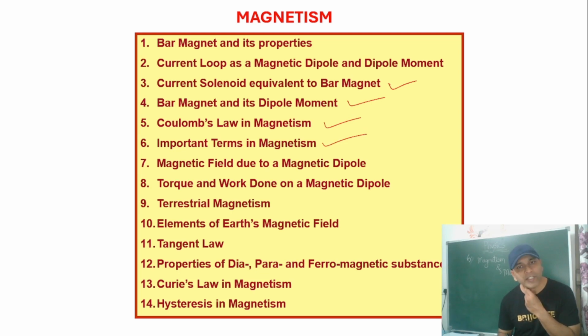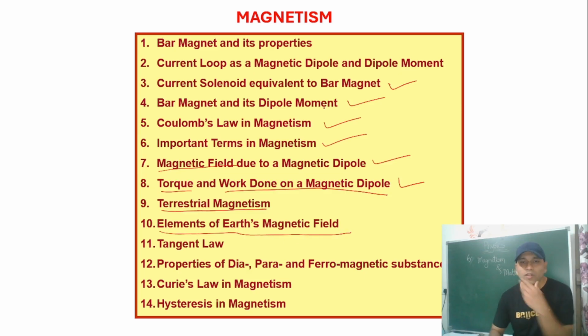Then important terms in magnetism. Seventh, magnetic field due to magnetic dipole. As we know, there is some dipole. There is an electric field in the electricity and current chapter. So here we are going to see the magnetic field, which is parallel to the electric field. The eighth topic is torque and work done in a magnetic dipole that we are going to discuss. Then the ninth topic is terrestrial magnetism. The 10th is elements of earth's magnetic field.